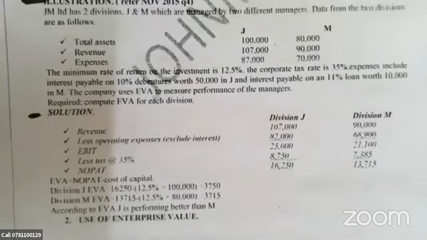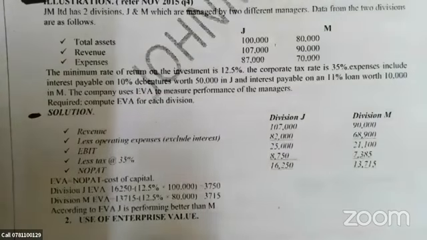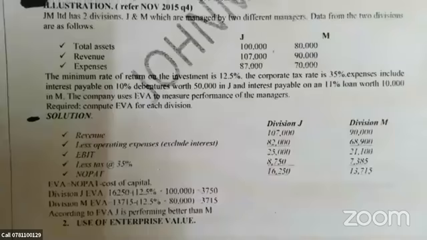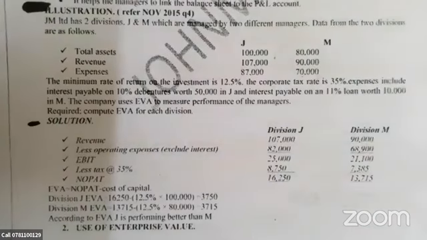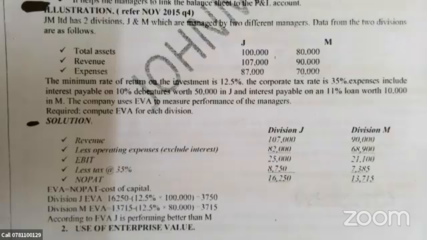Yeah. So in that case, we're doing illustration number 1 from the handout, and it's posted there. You can see it. In this case, you are told that JM Limited has 2 divisions, J and M, which are managed by 2 different managers. Data from the 2 divisions are as follows. For both divisions, J and M, you are given the net total assets, then the revenue, and then the expenses. The minimum rate of return on the investment is 12.5%. That one you use as the cost of capital, and the corporate tax rate is 5%.